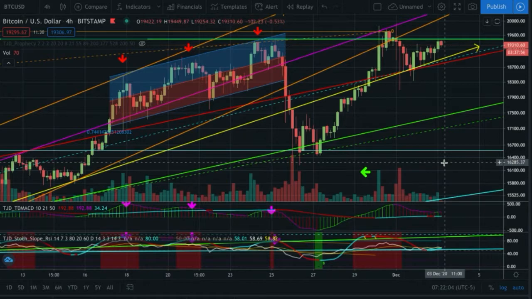This is not financial advice. I'm not your financial advisor. These markets are extremely volatile. Please do your own research, trade responsibly, protect your capital, make responsible decisions. Don't be making bad decisions. This is not a lottery ticket. This is not the time.